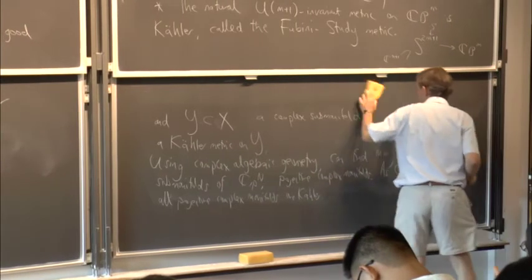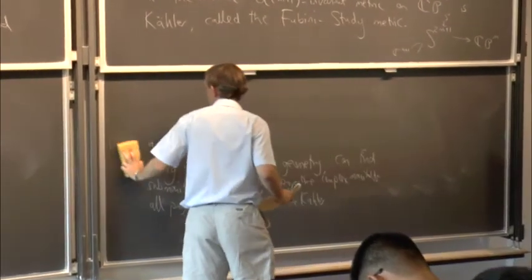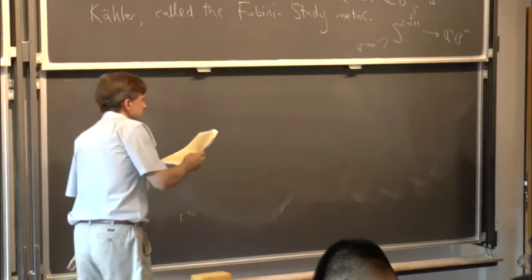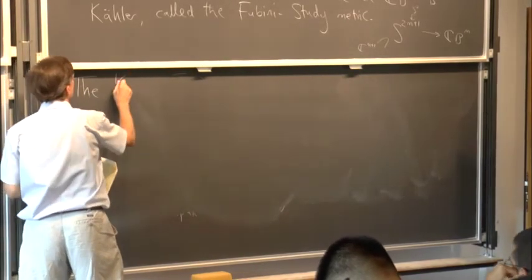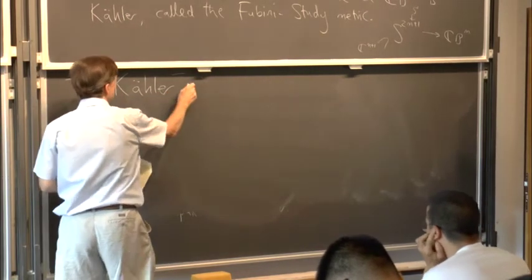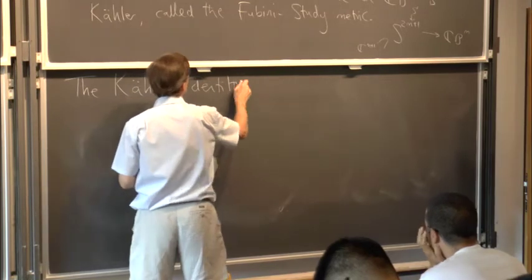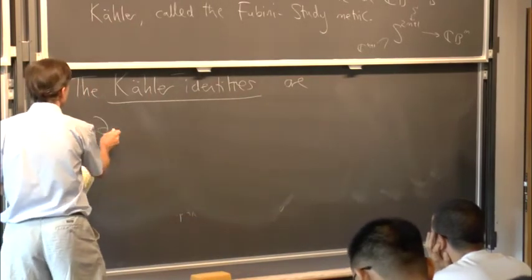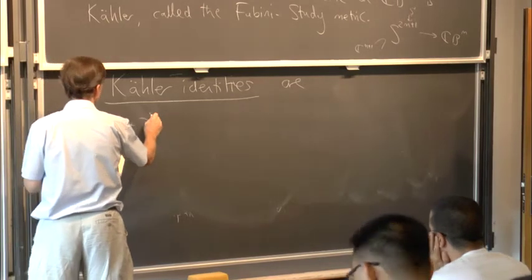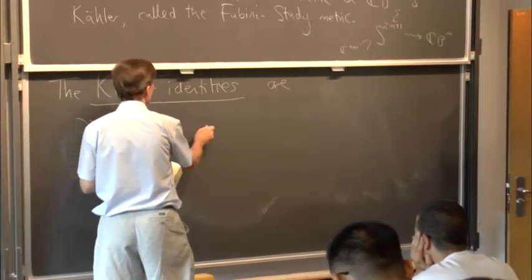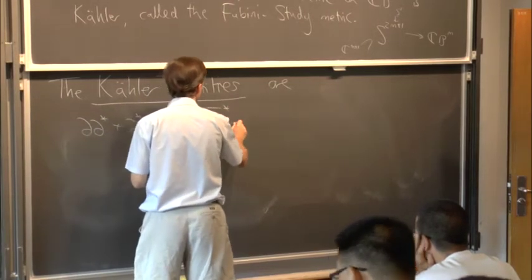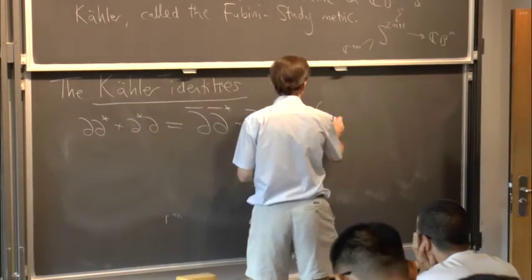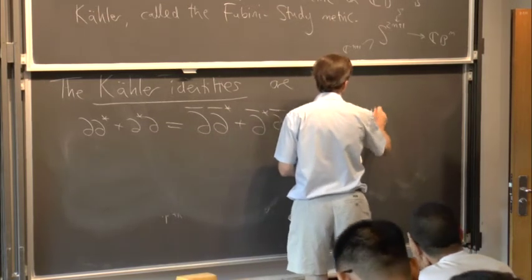Now, there's something special which happens with these operators ∂, ∂-bar, and their duals, their adjoints, on Kähler manifolds, which is called the Kähler identities. The Kähler identities are an equation that curly ∂ star ∂ plus ∂ ∂ star is equal to ∂-bar star ∂-bar plus ∂-bar ∂-bar star, and that's a half of Roman d star d plus d d star.